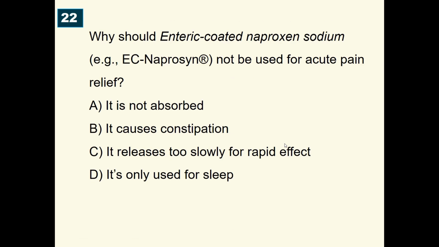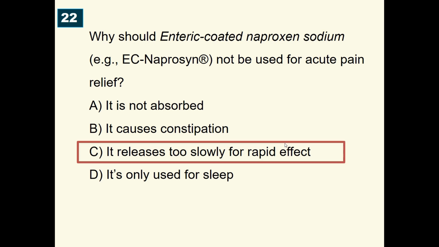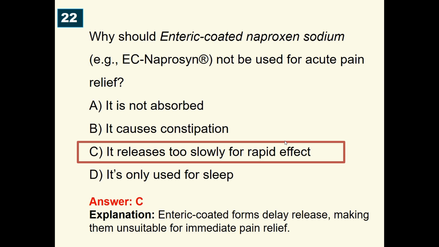Why should enteric coated naproxen not be used for acute pain relief? It is not absorbed, it causes constipation, it releases too slowly for rapid effect, or it is only used for sleep. The correct answer is it releases too slowly for rapid effect. Enteric coated preparations are not used for acute pain relief because they delay the release gradually and are not suitable for immediate pain relief.